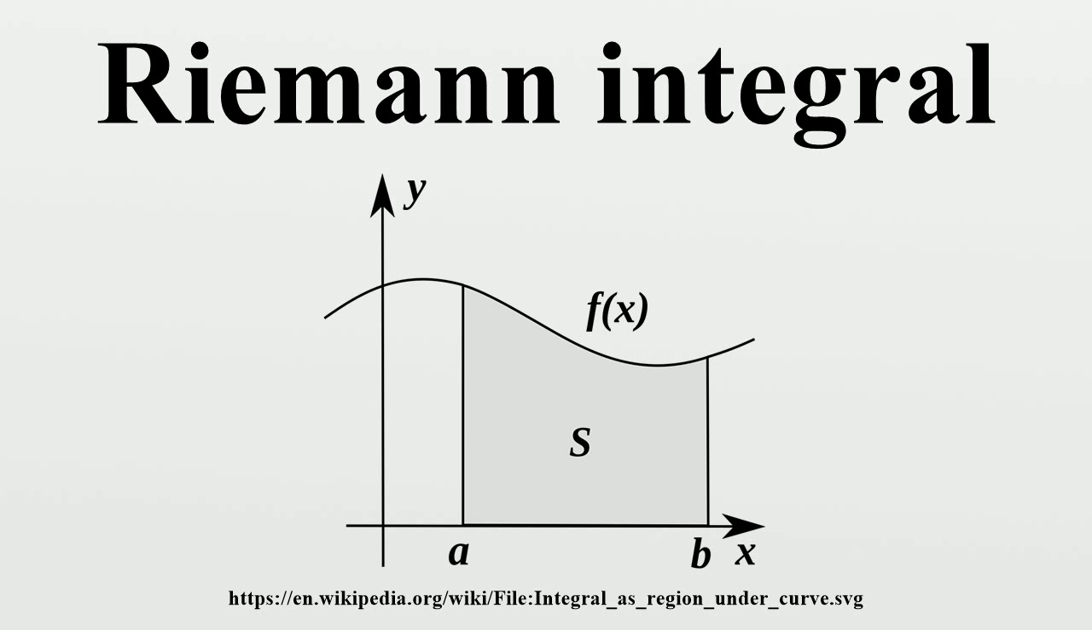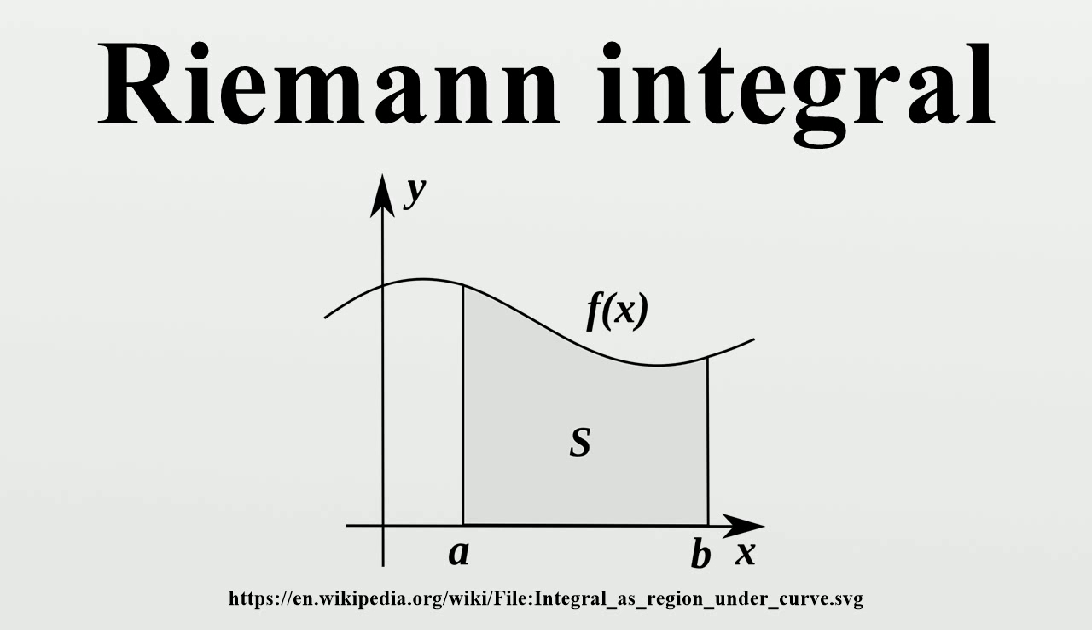Properties. Linearity. The Riemann integral is a linear transformation, that is, if f and g are Riemann integrable on [a, b], and alpha and beta are constants, then the integral of alpha f plus beta g equals alpha times the integral of f plus beta times the integral of g. Because the Riemann integral of a function is a number, this makes the Riemann integral a linear functional on the vector space of Riemann integrable functions.